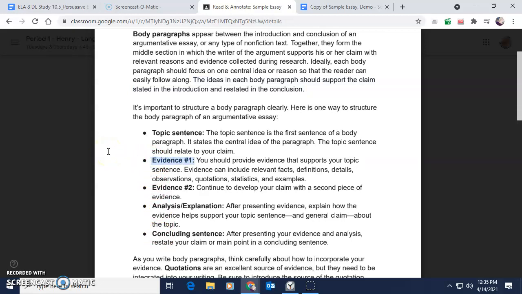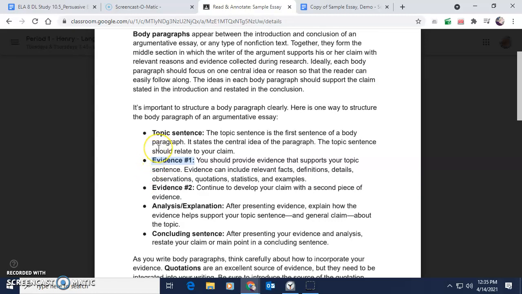So I'm going to disagree with StudySync on this. I would say that after evidence 1, right in here, you need to have analysis. So it would go topic, evidence, analysis, evidence 2, analysis, concluding sentence, which is a closing. You've been doing this in argument paragraphs. This is not new information. You know how to do this.